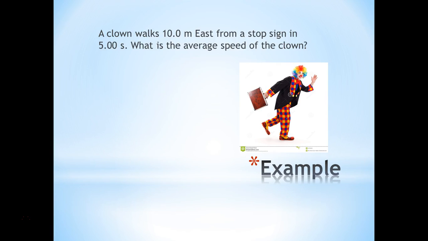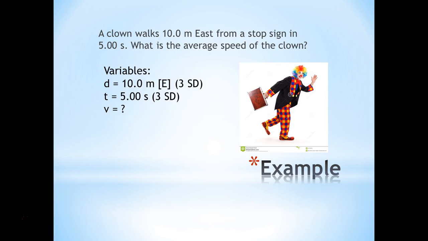Here's an example. We have a clown. We all love clowns, and he walks 10 meters east from a stop sign in 5 seconds. What is his average speed, average velocity? What do I know? I know the distance, the displacement should have an arrow, which is 10 meters east. I also notice that there's 3 significant digits in the 10.0 meters. Remember that way back in chemistry with significant digits? We need that again. My time is 5 seconds, 5.00, again another 3 significant digits.